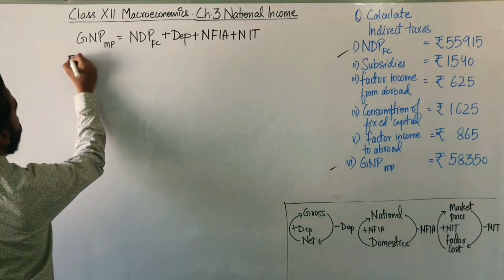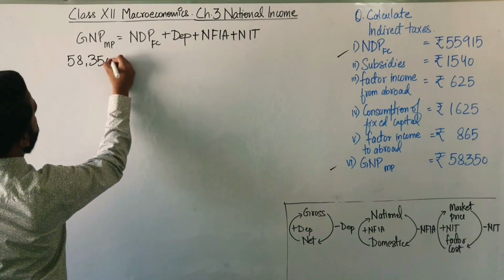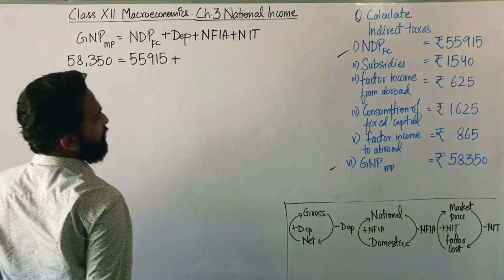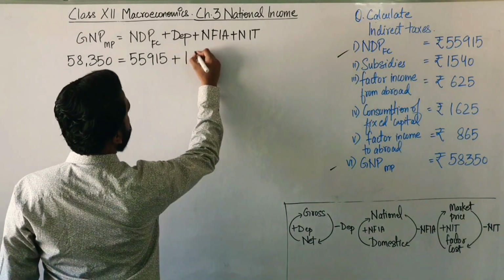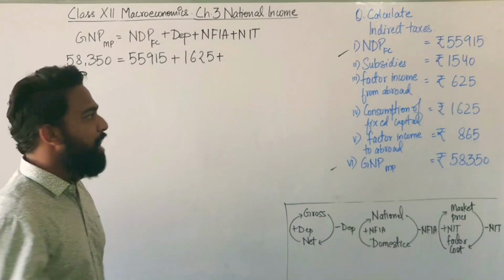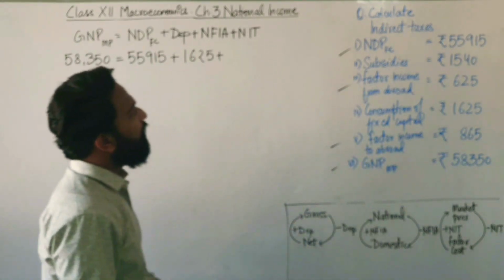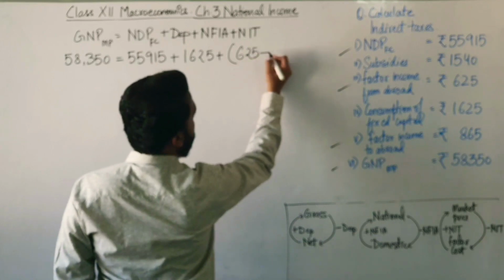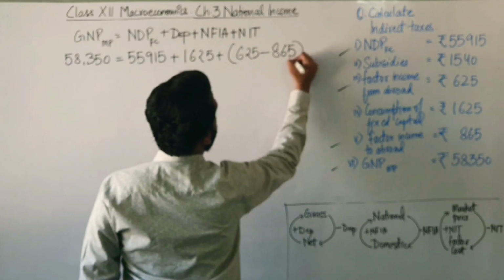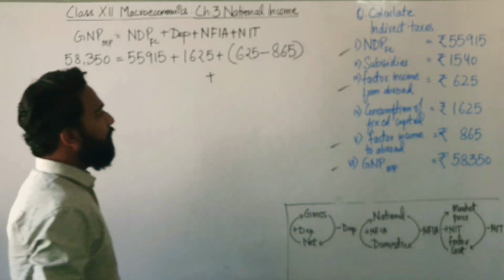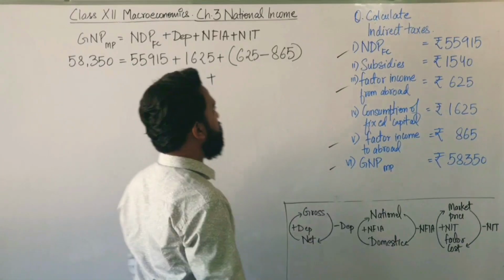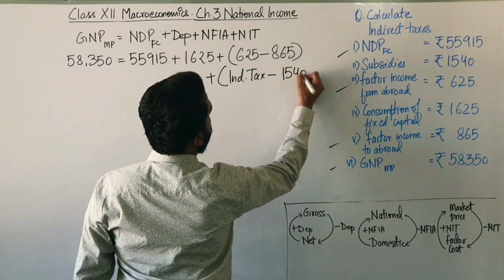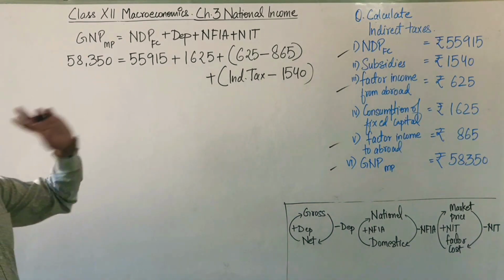Now let's put down the values. GNPMP is equal to 58,350. Value of NDPFC, that is 55,950, plus depreciation. Consumption of fixed capital is also known as depreciation, which is 1625, plus NFIA. NFIA is not given completely, but the components are given, which are factor income from abroad minus factor income to abroad. Factor income from abroad 625 minus factor income to abroad, that is 865, plus NIT. NIT, only subsidies are given and we have to calculate the indirect taxes. So we will write like this: indirect taxes minus subsidies is 1540.